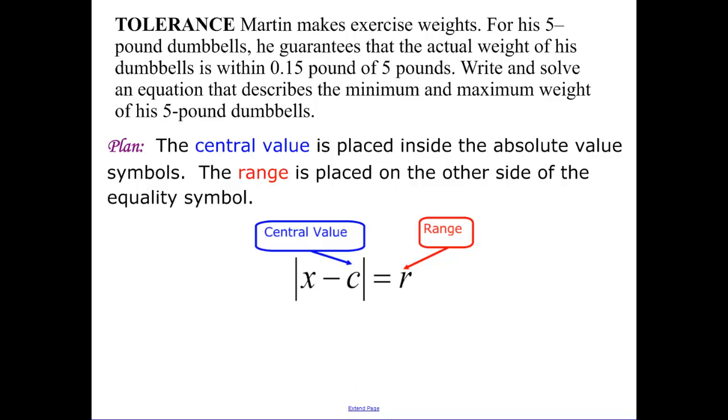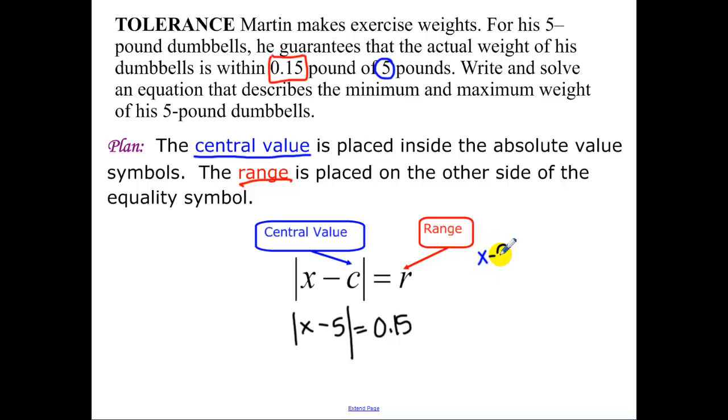So if you think about it, what is our range? What is he guaranteeing they're going to be within? He's guaranteeing they're going to be within 0.15 pounds. What is the central value, or the value that this range is going to come off of? That's 5 pounds. So we're going to have |x minus 5|, our central value, equals 0.15.